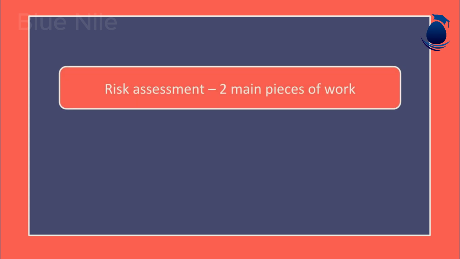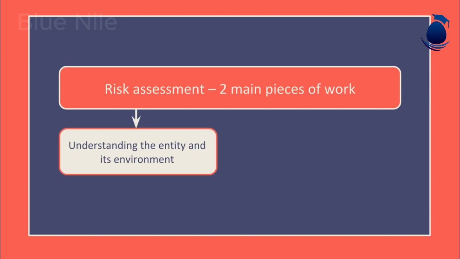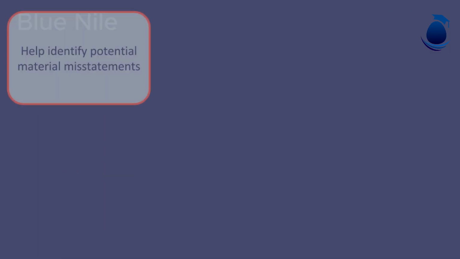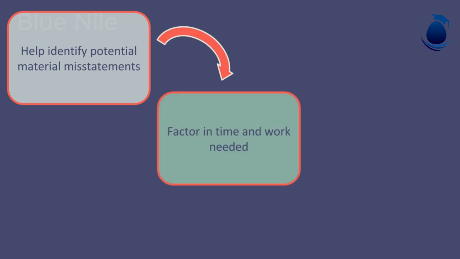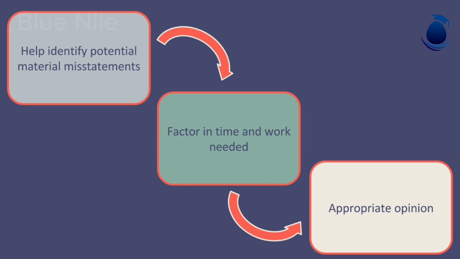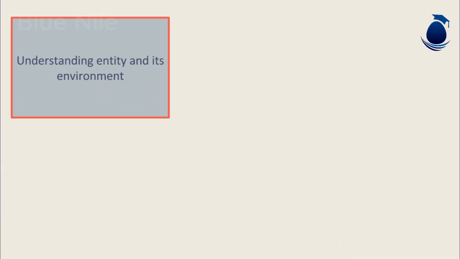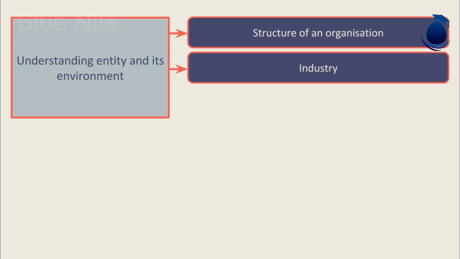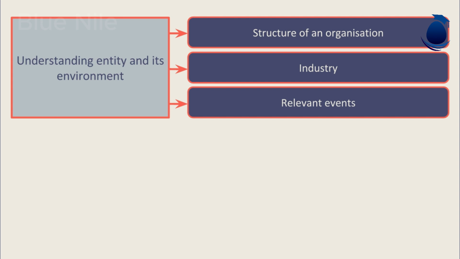The risk assessment includes two main pieces of work carried out at this stage: understanding the entity and its environment, and using analytical procedures. Both of these methods will help identify potential material misstatements and will allow the auditor to factor in the time and work needed to ensure their opinion is an appropriate one. When obtaining knowledge of the business, the auditor must gain an understanding of the structure of the organization, the industry it operates in, as well as any events that may be relevant to the audit.